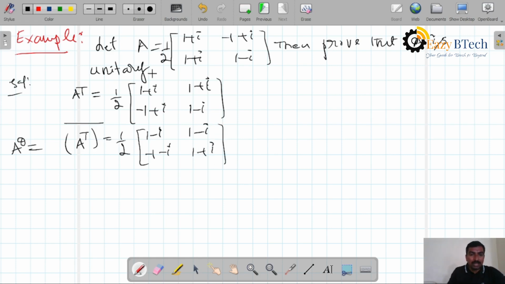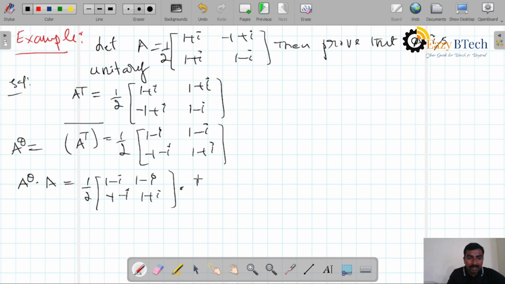Okay, leave it. Now you already know A. Now we have to find A power theta into A. You already calculated A power theta, 1 by 2 into the matrix with first row 1 minus I, 1 minus I, and second row minus 1 minus I, 1 plus I. This is A power theta into A. A is the given matrix, 1 by 2 into the matrix with first row 1 plus I, minus 1 plus I, and second row 1 plus I, 1 minus I. Now we have to multiply these two matrices.